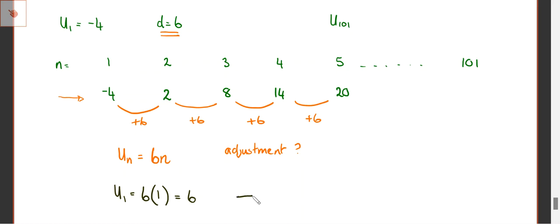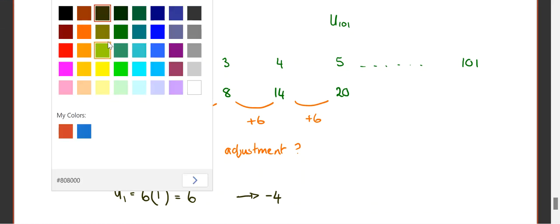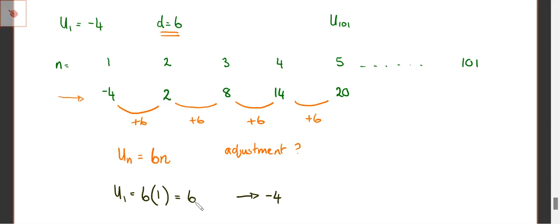But I want -4. Careful. So I'm at 6, but I want -4, so how many do you actually need to subtract? 10. So the adjustment is to subtract 10, so I need to put that there, yeah?